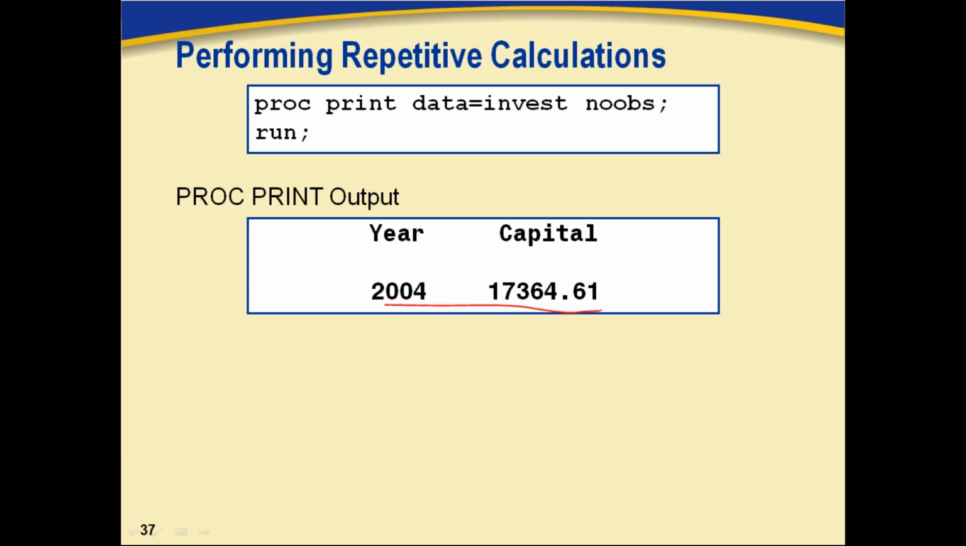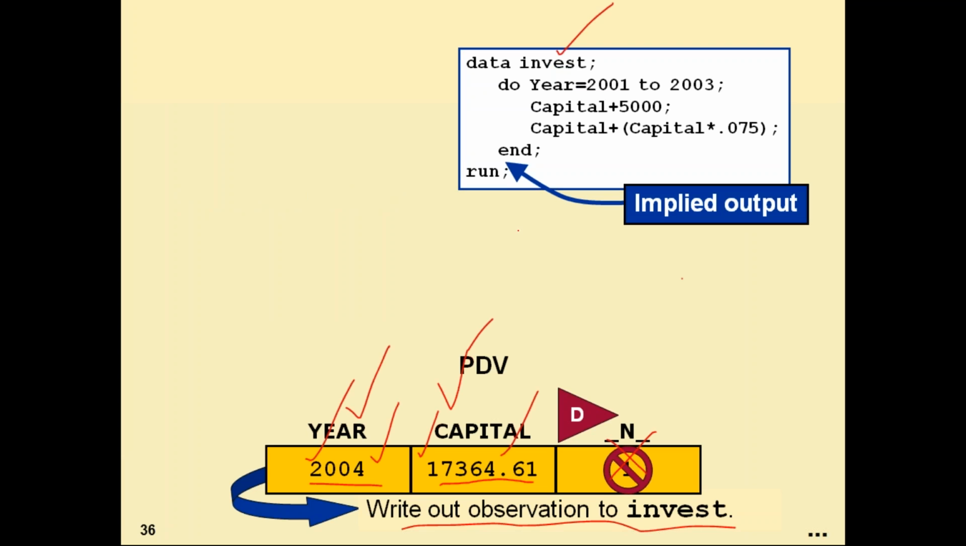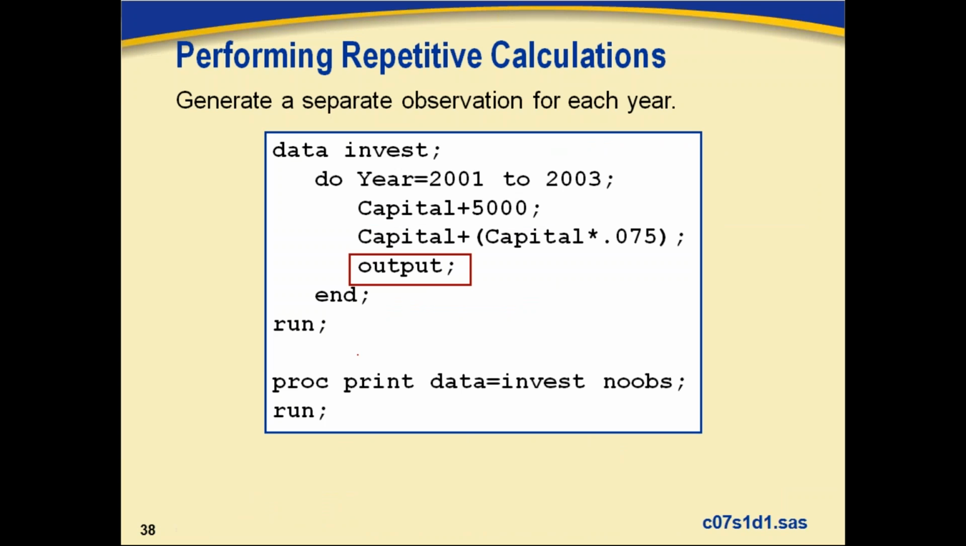Why do you get only one value? Since you have not specified any output statement. If you specify an output statement after this statement, then in each iteration, whatever values you have in year and capital will be written into the output data set. So this is the output statement. It generates a separate observation for each year.